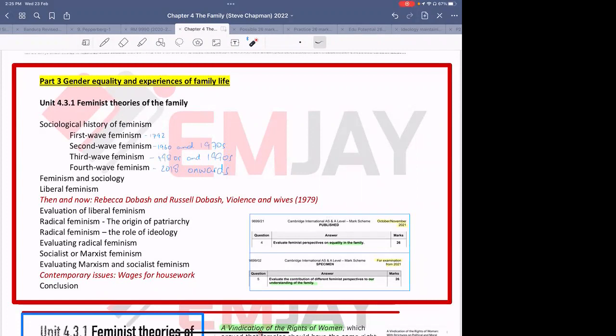We move on and talk about feminism and sociology, where we look at the notion of sociology being malestream, having patriarchal roots. Then we talk about liberal feminism and evaluate it, we talk about radical feminism and evaluate radical feminism, we talk about socialist or Marxist feminism, and towards the end, we conclude. So this is going to take us 2 lessons, if not 3.